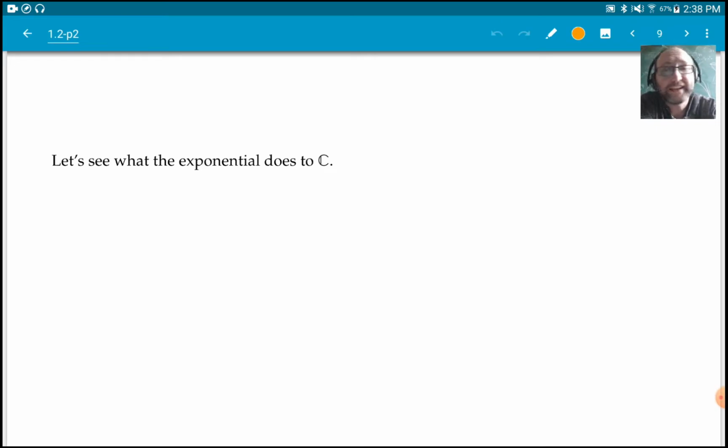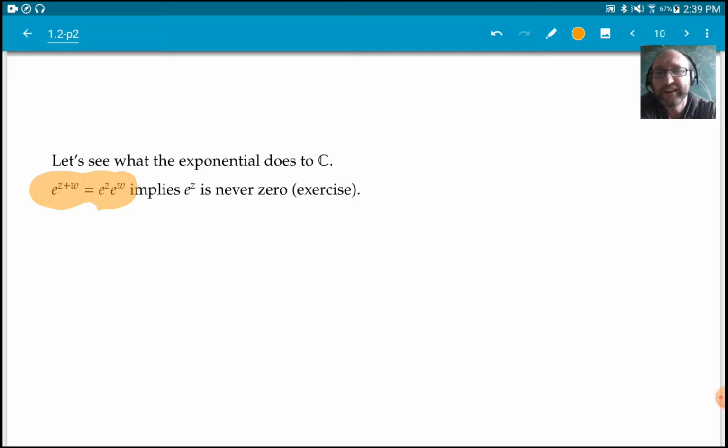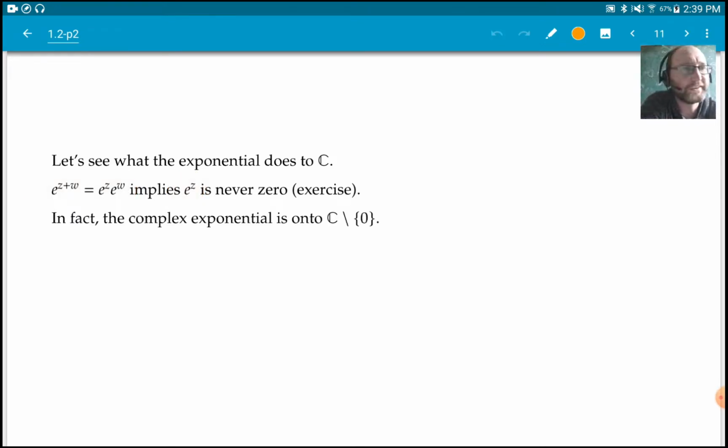Now let's see what the exponential does to the complex plane. So first, if you look at this equation, it actually means that the exponential is never 0. Actually, not just this equation; it's this equation and the fact that it's not 0 at that one point. Let's say it's 0, then e to the 0 is 1. But then this equation will give you that it's not 0 anywhere else. So I'll let you think about that as an exercise. It's a very, very quick exercise.